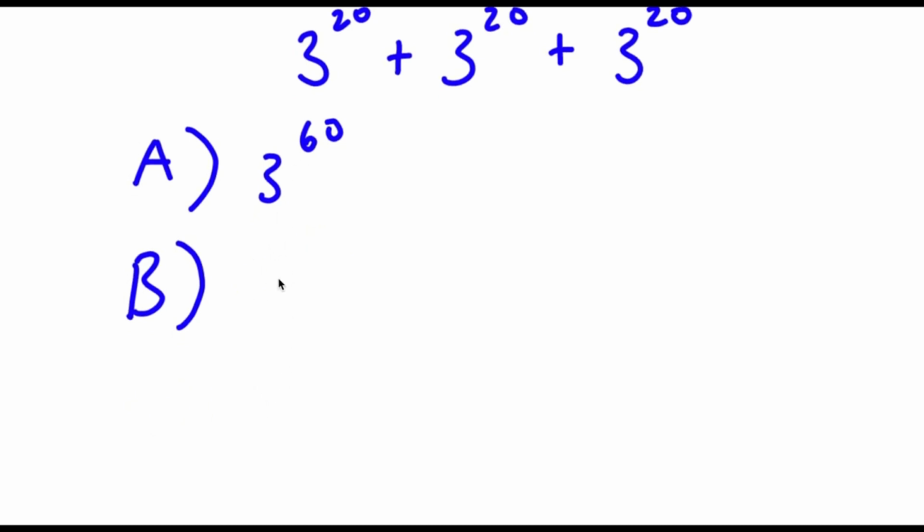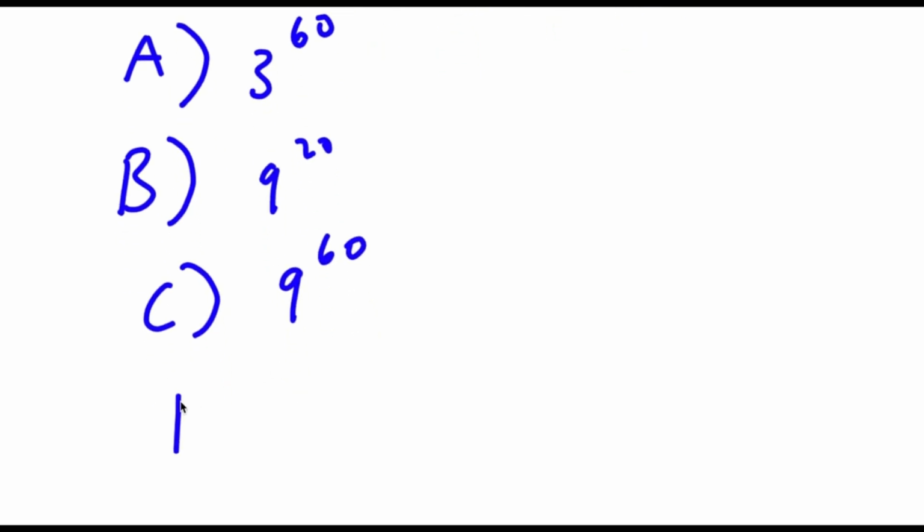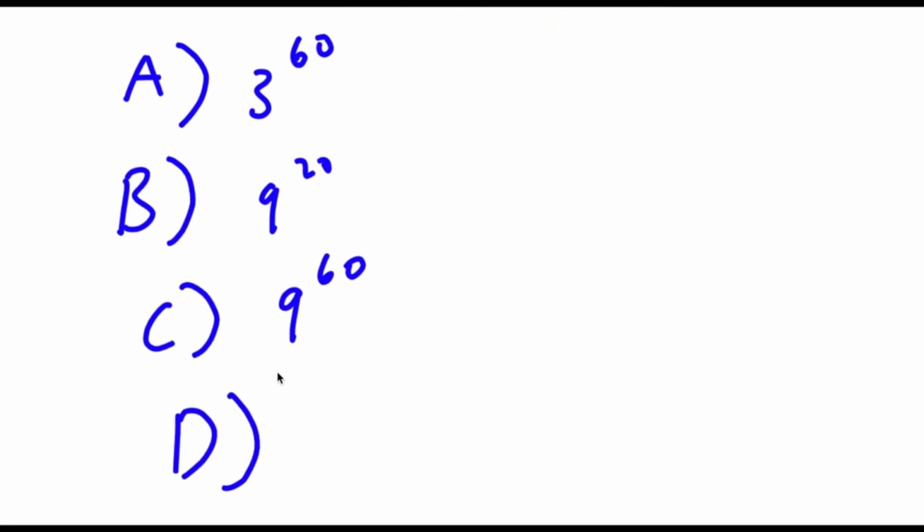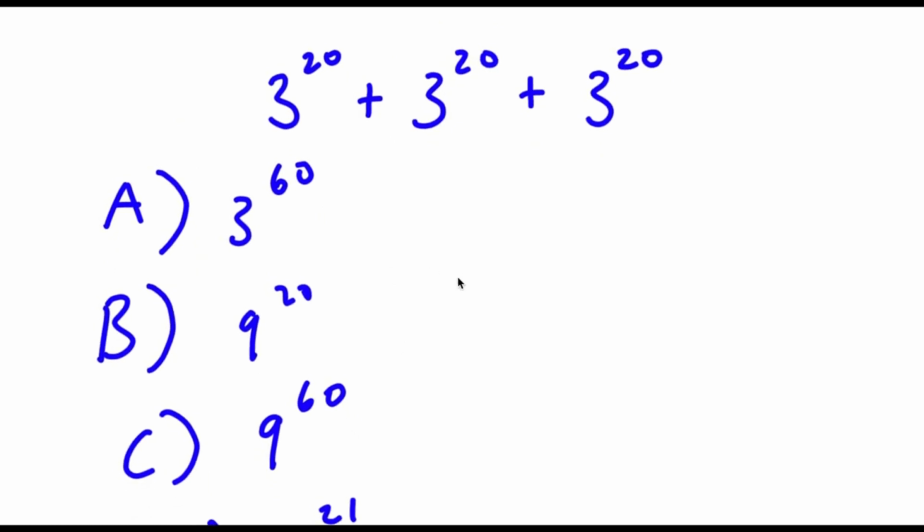for answer choice B, I have 9 to the power of 20. For answer choice C, I have 9 to the power of 60. And for answer choice D, I have 3 to the power of 21. Alright, so let's first go over all of these answer choices.